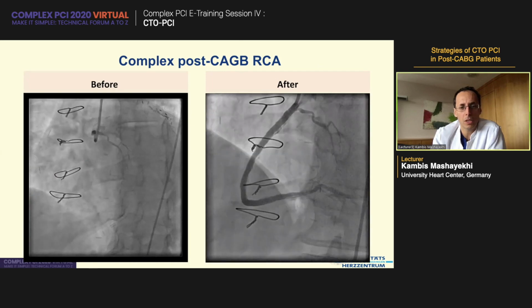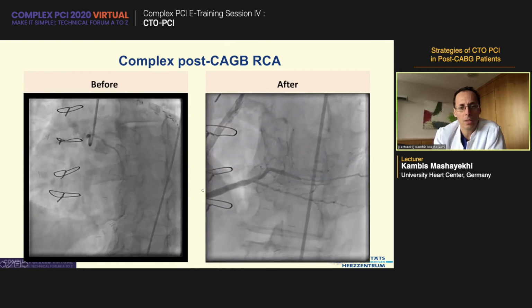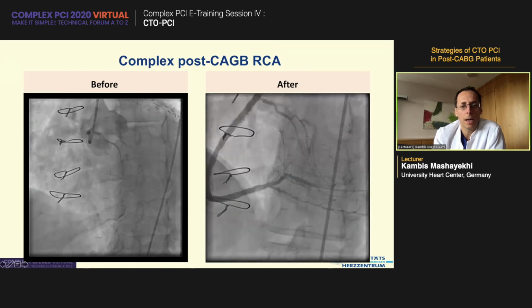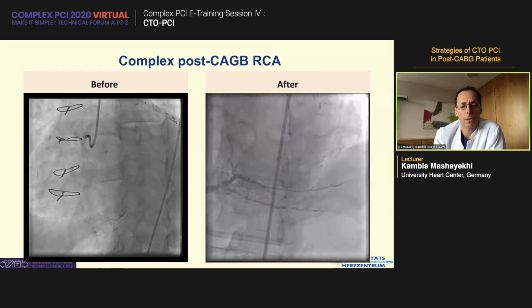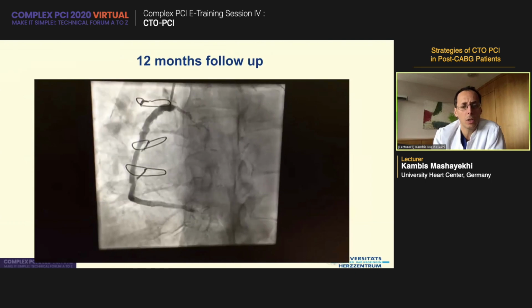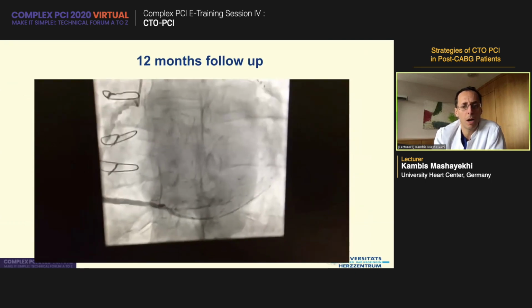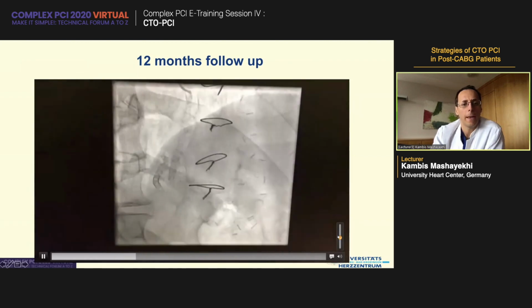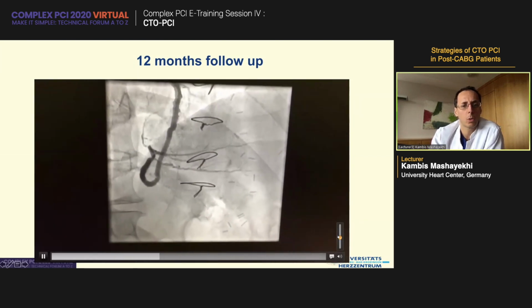We had to place a covered stent in this area where there was a small perforation, and we immediately placed the covered stent. So this is a post-angio. After some 12 months, you can see the vessel is still nicely open and with a relatively good result.